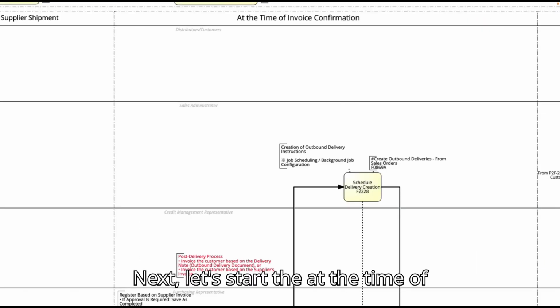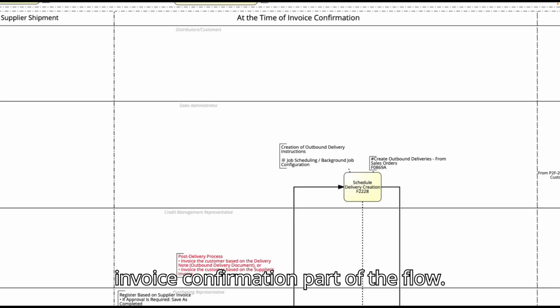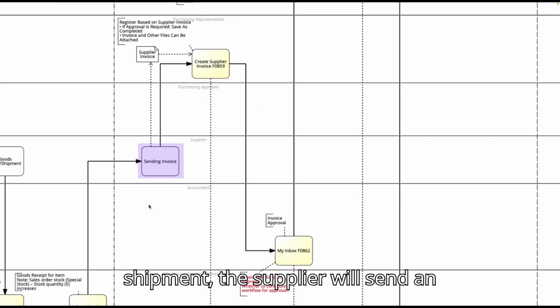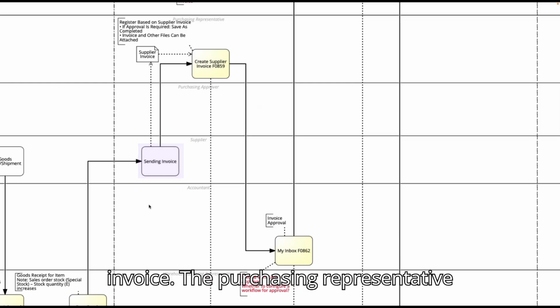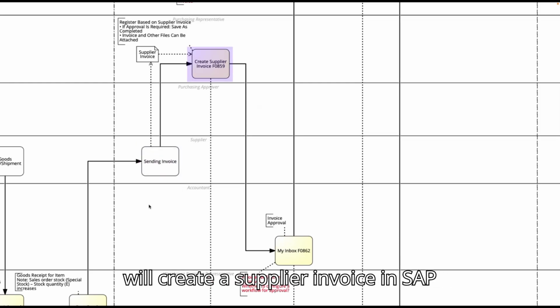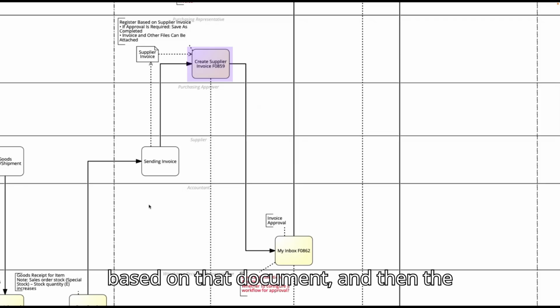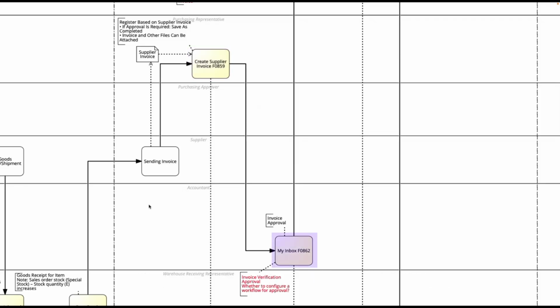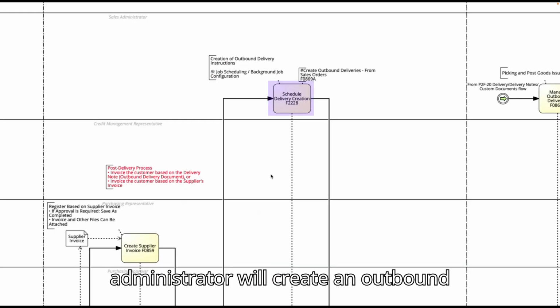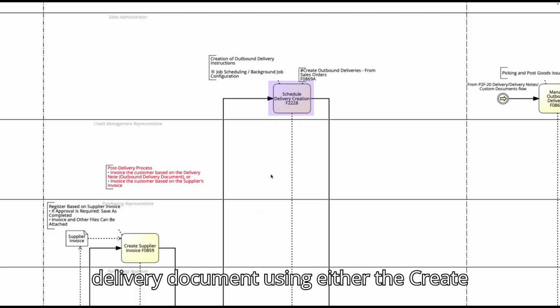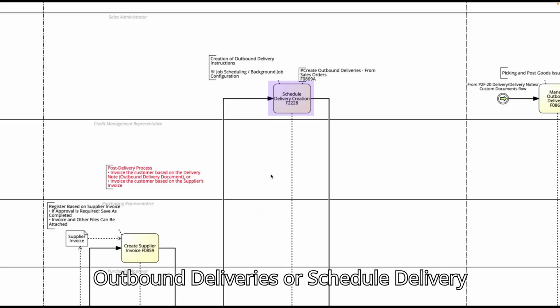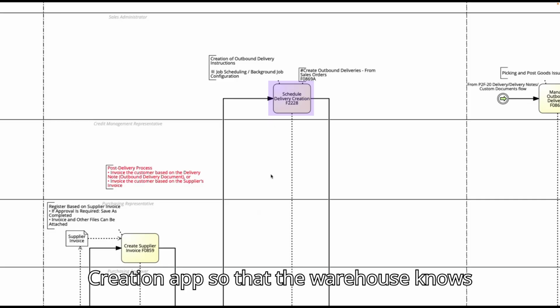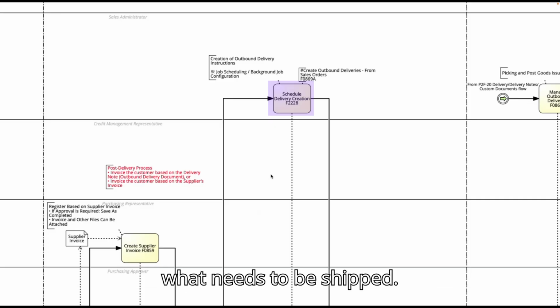Next, let's start with the at the time of invoice confirmation part of the flow. After shipment, the supplier will send an invoice. The purchasing representative will create a supplier invoice in SAP based on that document, and then the accountant will approve it. At this point, it's time to ship the goods to the customer. The sales administrator will create an outbound delivery document using either the Create Outbound Deliveries or Schedule Delivery Creation app so that the warehouse knows what needs to be shipped.